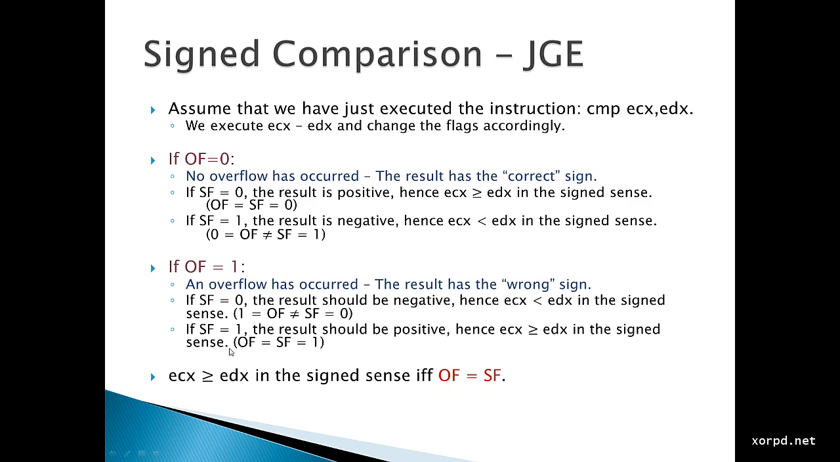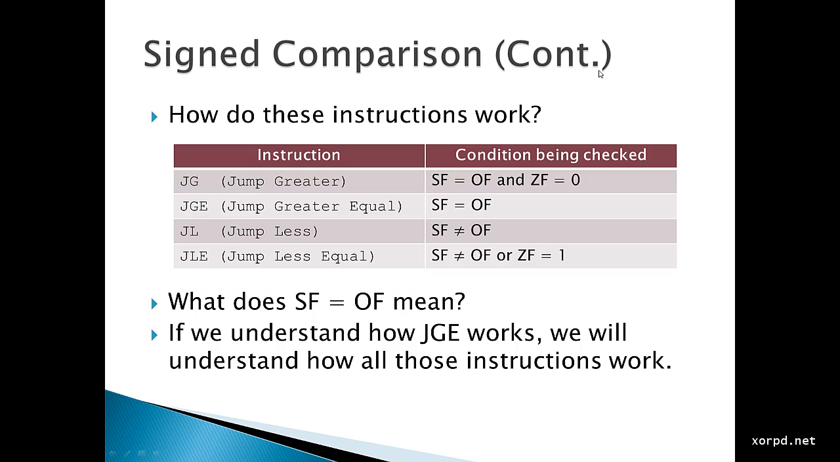So we can conclude that ECX is greater or equal than EDX in the sign sense if and only if the overflow flag equals the sign flag. That actually means that this condition describes pretty well what greater or equal means. We had it here, the jump greater equal instruction with this condition. So we can infer that this condition, for example, verifies well, even pretty well, that some signed number is greater or equal than another.